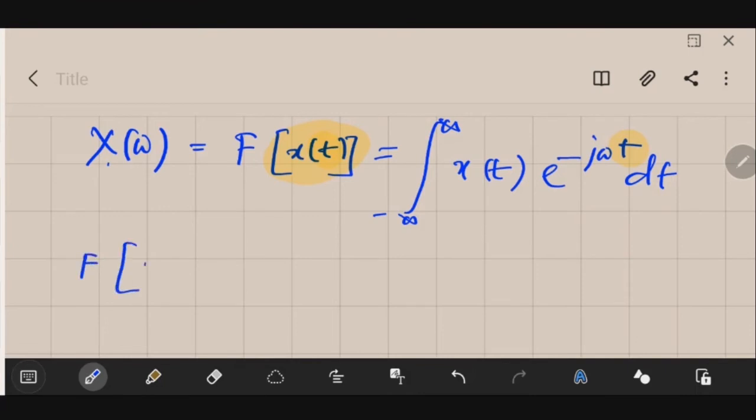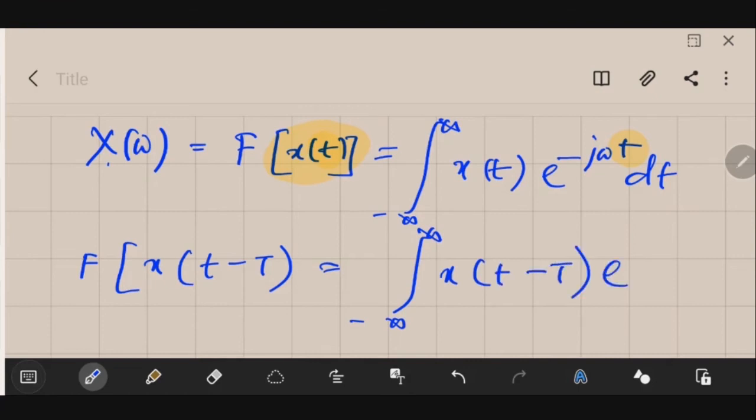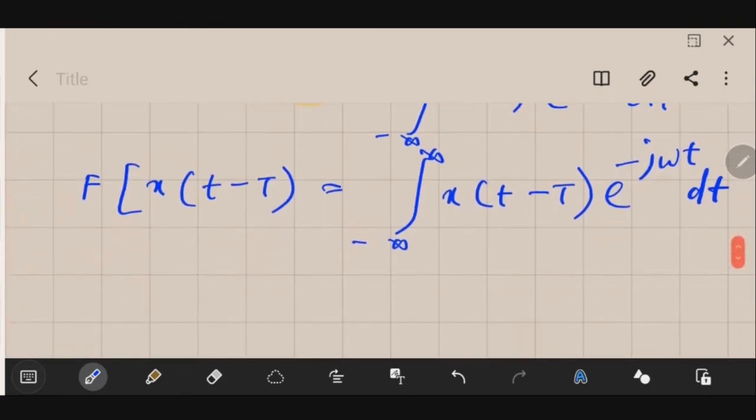So the Fourier transform of x of small t minus capital T is equal to how much? The integral from minus infinity to infinity of x of small t minus capital T, multiplied with e to the minus j omega t dt. Got it? Why have I written like this? Or any doubts? So let us proceed further. Now let us do some substitution here.